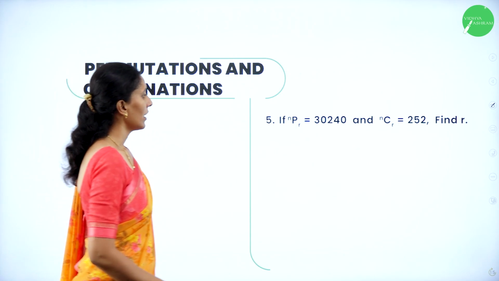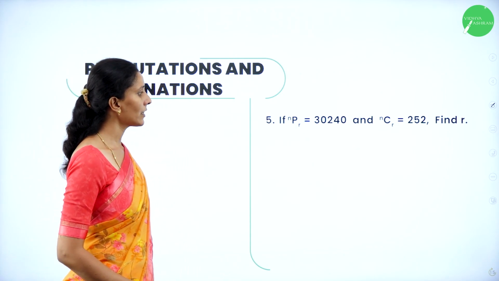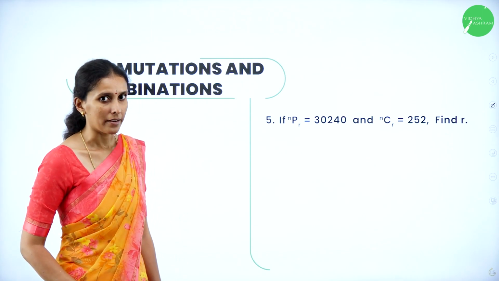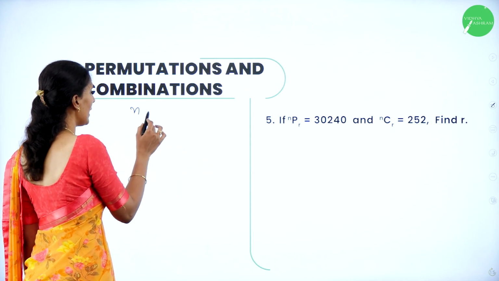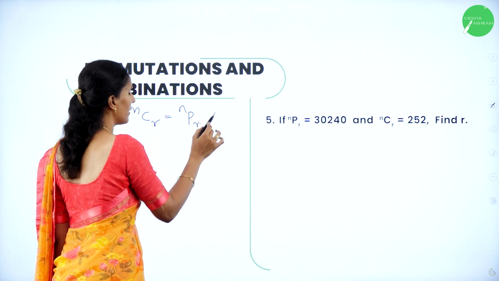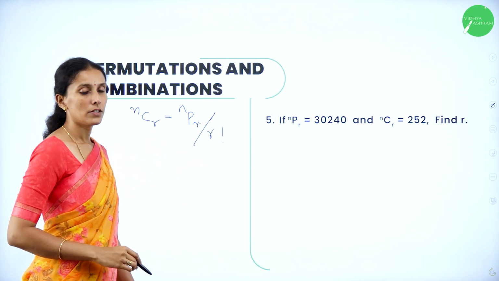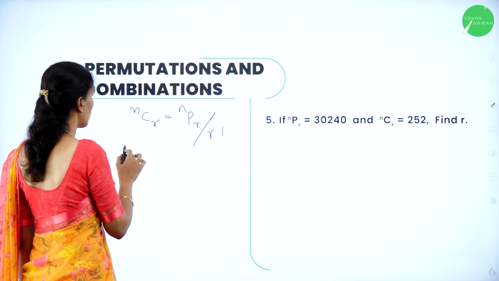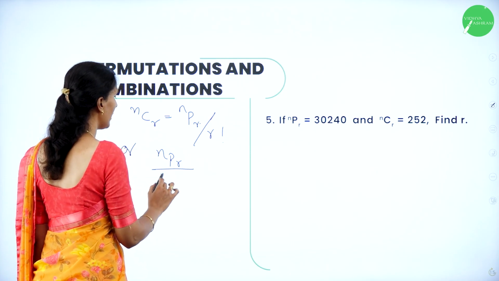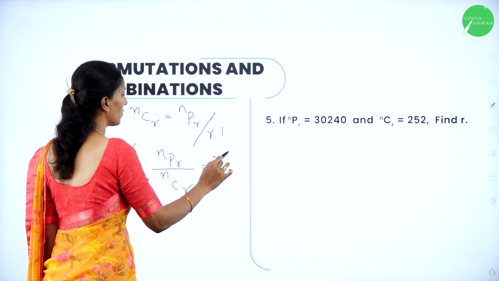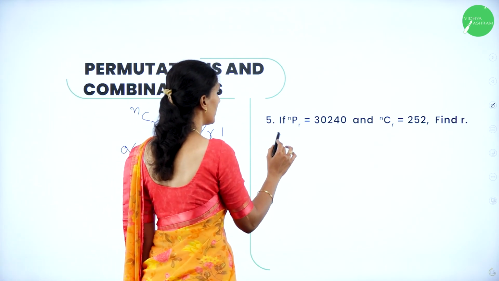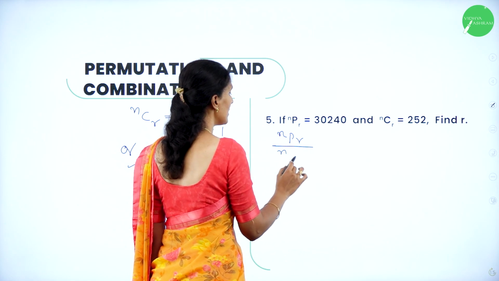Next question. If nPr is equal to 30,240 and nCr is equal to 252, find r. So remember the formula: nCr is nPr divided by r factorial. So this is what we have learned. This can also be written as nPr divided by nCr is equal to r factorial. So I will use this one now.